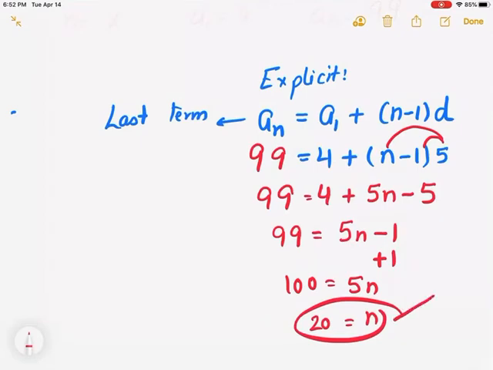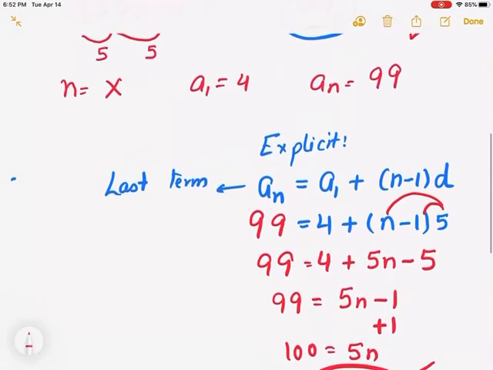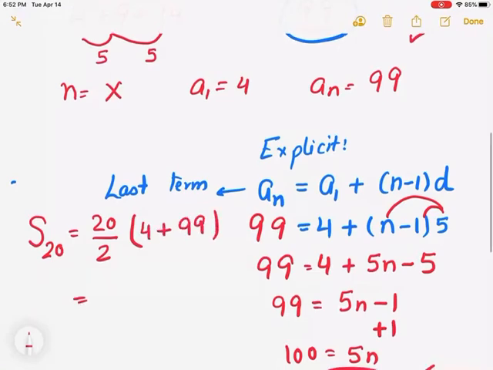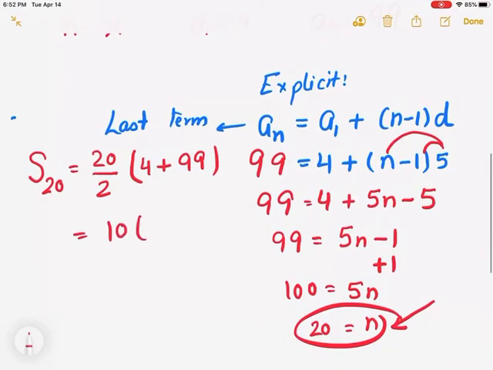So I already know the number of terms: I have 20 in this problem. Let's go back to the sum equation. S of 20 terms: I would have the number of terms, which is 20, divided by 2. The first term is 4, and my last term is 99. Let's simplify. 20 divided by 2 is 10. 4 added to 99 is 103. And my answer is, oops.